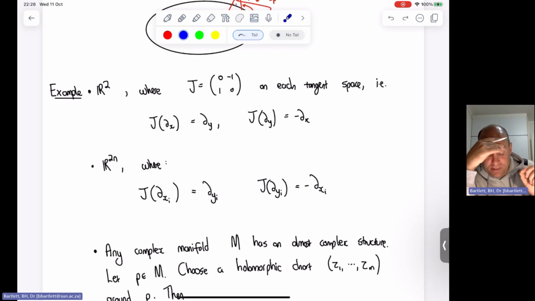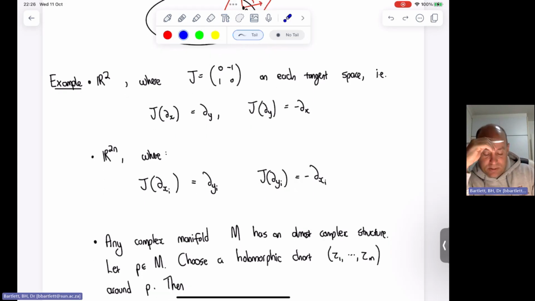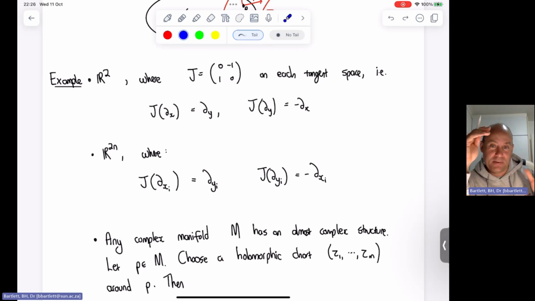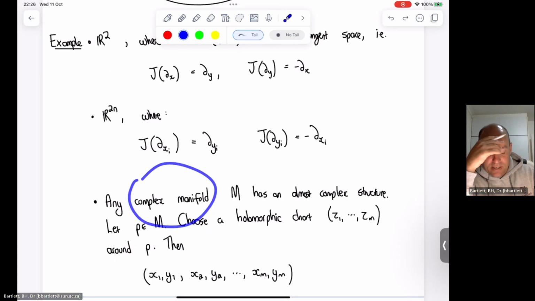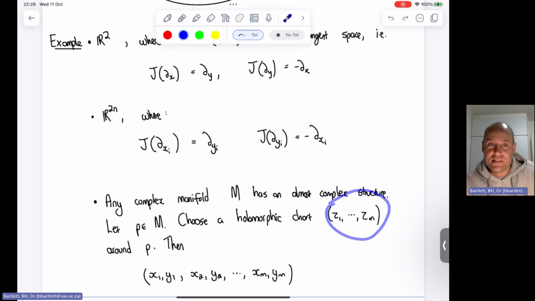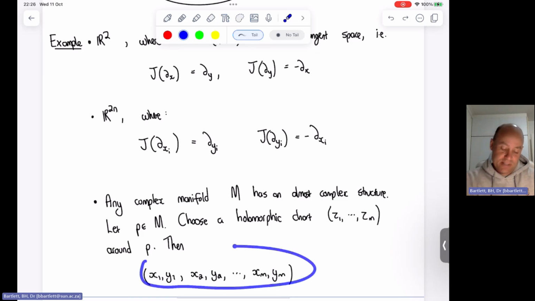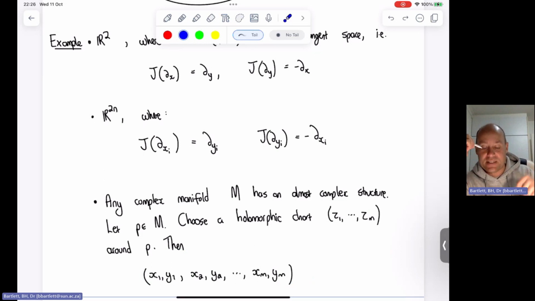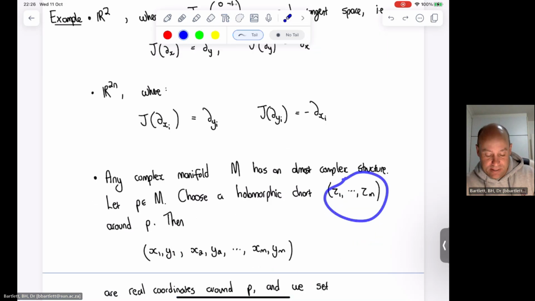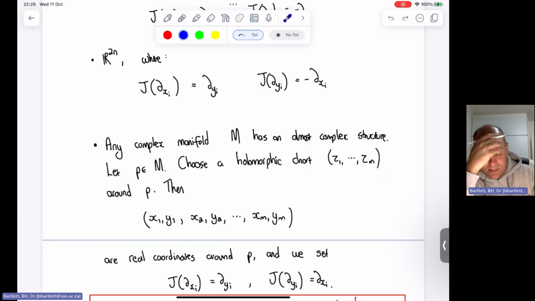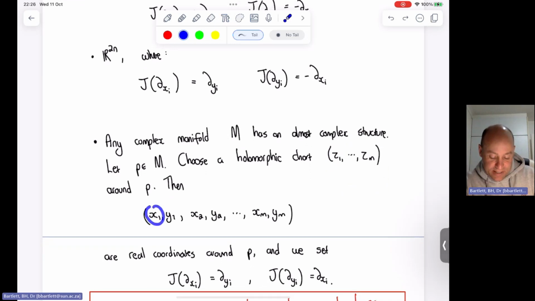So choose a point P in the manifold and choose a holomorphic chart around P, which you have by definition because you have a holomorphic atlas. Since I've got all these z coordinates, each z lives inside the complex numbers, so I can write it as x plus iy. That means I can extract a bunch of real coordinates, the x's and the y's of these z's. Now I'm going to set J of del x to be del y, and J of del y to be minus del x.